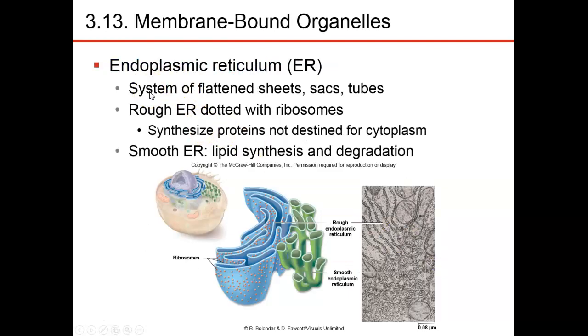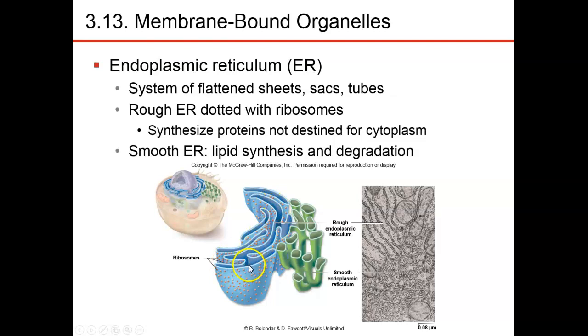The next organelle that we'll talk about is the endoplasmic reticulum. There are two types of endoplasmic reticulum. You can see them here. We have one that is dotted with ribosomes. So this is called the rough ER. And then out here we have the smooth ER. Rough ER functions in protein synthesis.